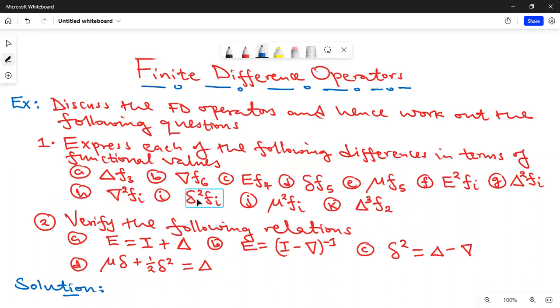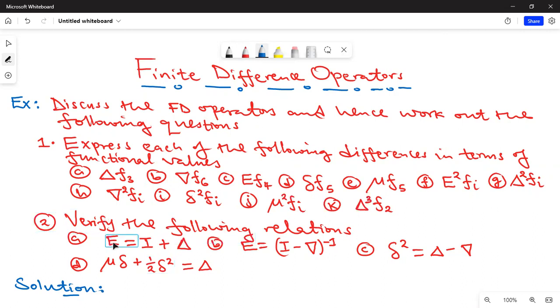I is the second central difference of Fi. And part J is the second averaging of Fi. Part K is the third forward difference of F2. Now, number two, we are asked to verify the following relations.